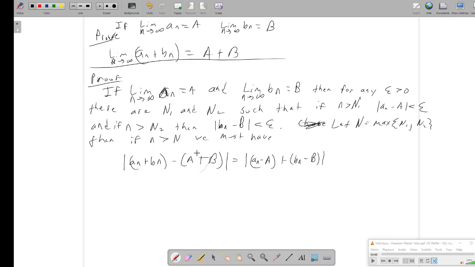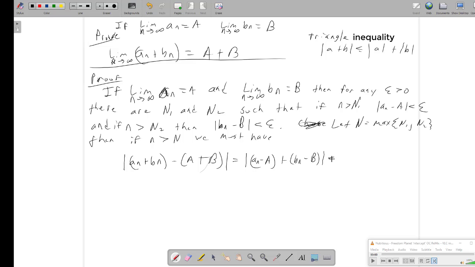And then by the triangle inequality, which if you took Calc 1 with me, you may remember, the triangle inequality says this. It's proved in one of our appendices, but it says if you have the absolute value of a plus b, this is less than or equal to the absolute value of a plus the absolute value of b. Could be equal, but it's certainly less than or equal to.